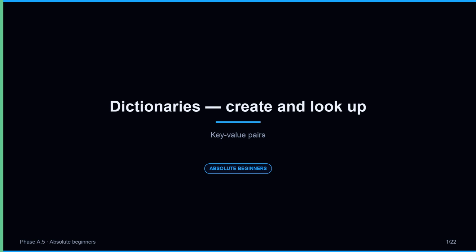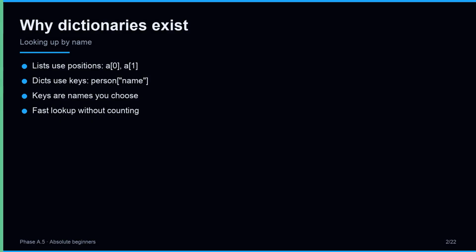The most useful collection. Think about a contact app. You want to find someone's email. With a list, you would have to remember the position, is email at index 2, or 3. With a dictionary, you just ask by name, person square brackets email. The key is a name you choose. The value is whatever sits behind that name. No counting, no order to remember. Dictionaries exist because most real data is named, not numbered. A person has a name, an age, an email, each one a key.